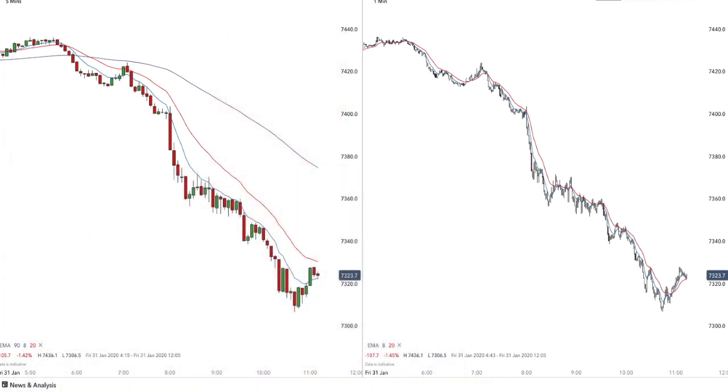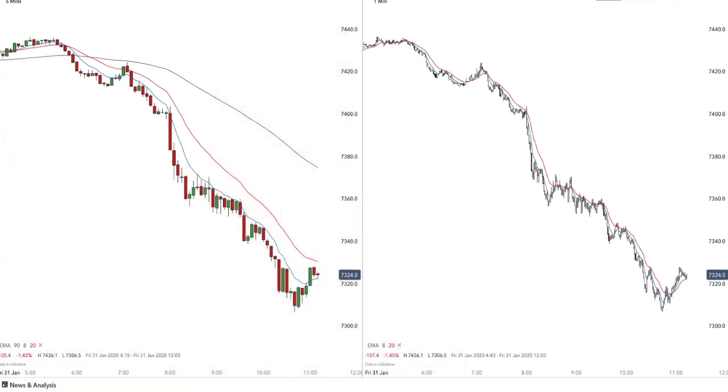But for today, let's concentrate on this price action behind me, and let's see how we go about trading this downtrend and making money out of markets like this. So here are the charts from this morning.